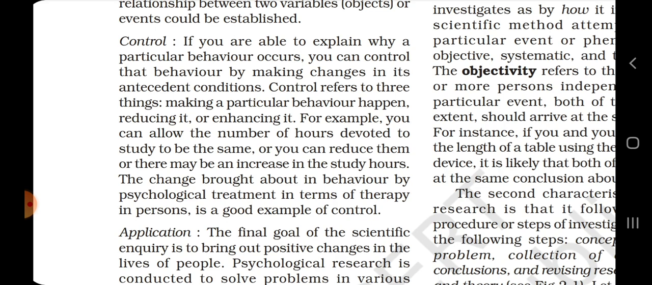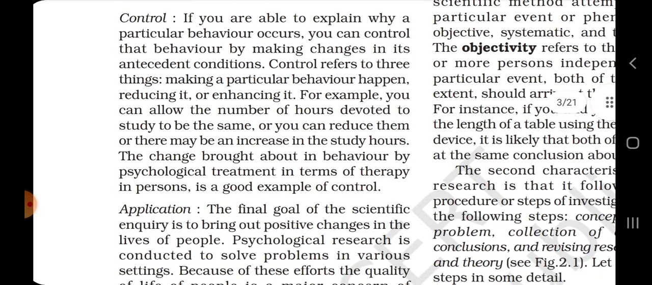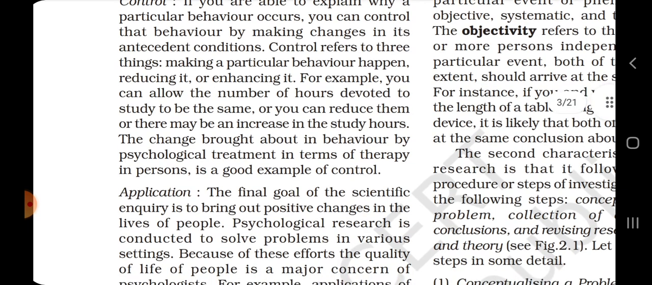Now comes to the control. If you are able to explain why a particular behavior occurs, you can control that behavior by making changes in its antecedent conditions, that is, determinants or causal factors. Changes in its determinants, changes in its causal factors, right? Control refers to three things: making a particular behavior happen, reducing it, or enhancing it.